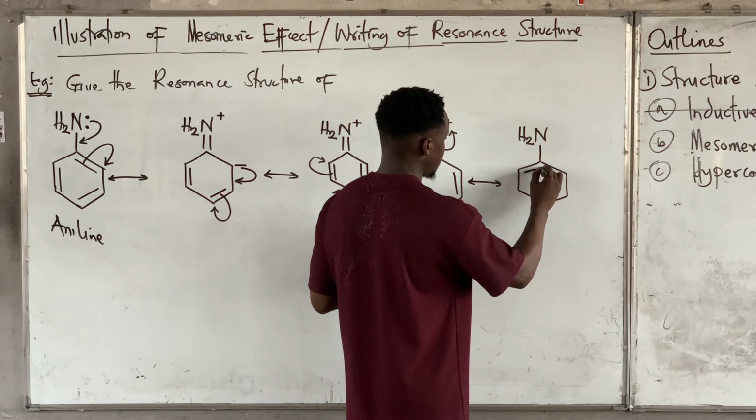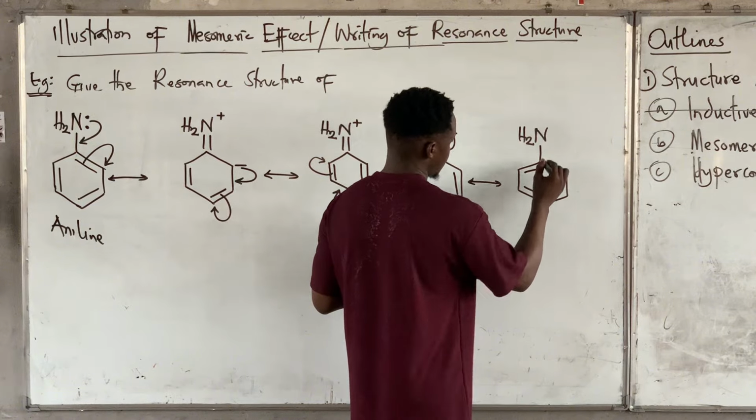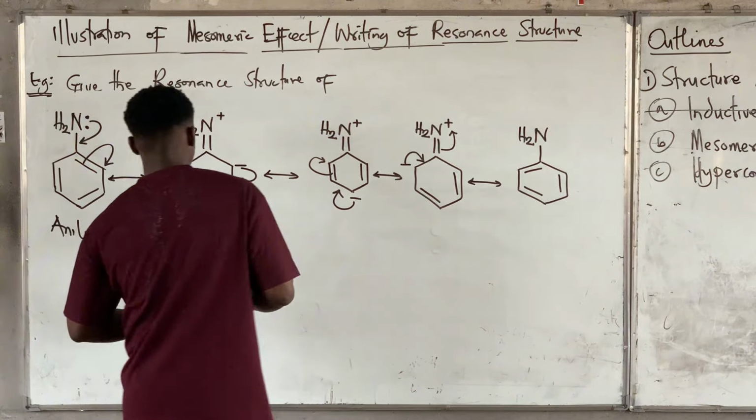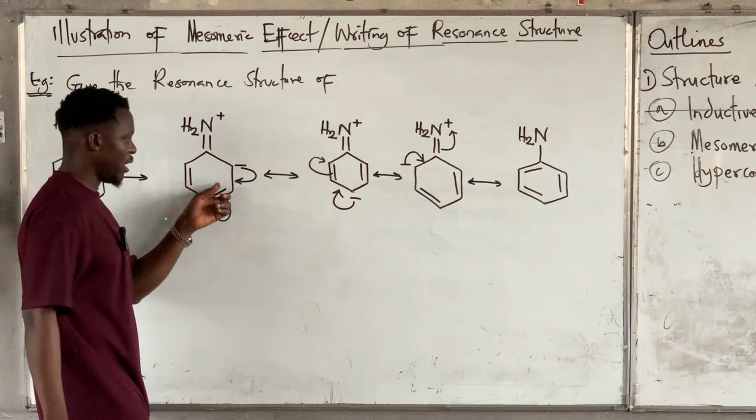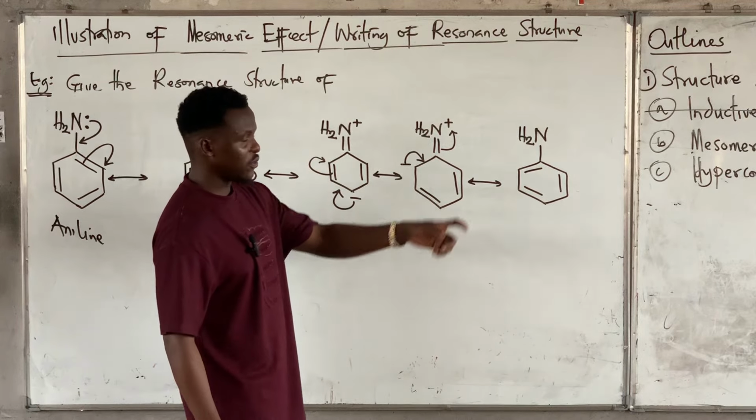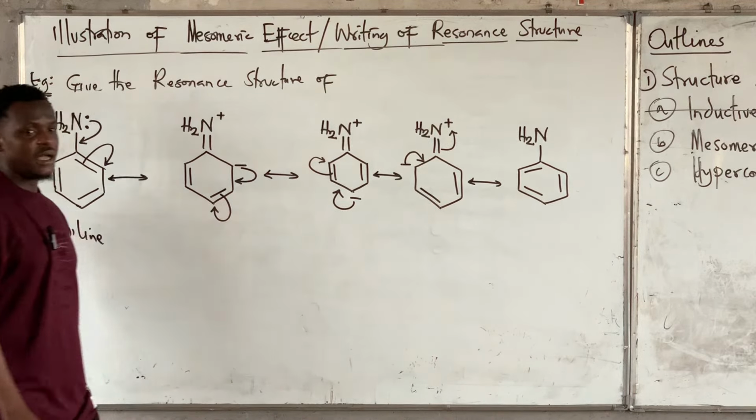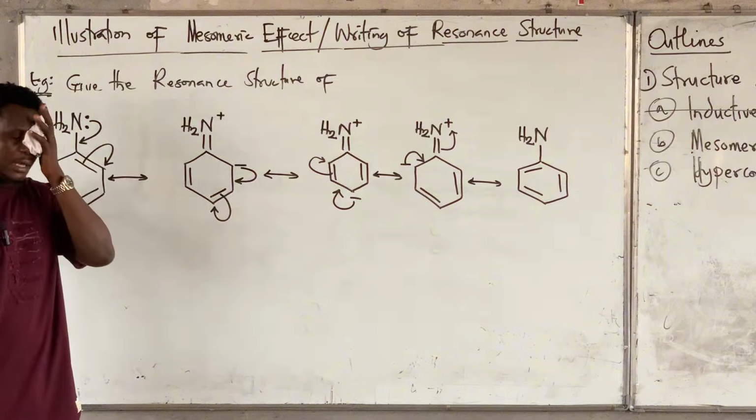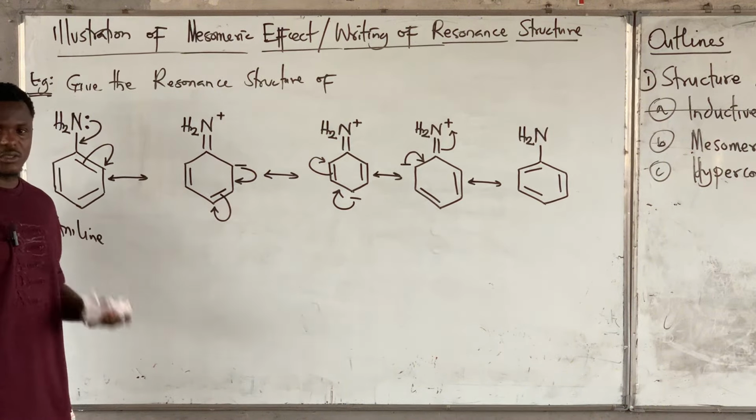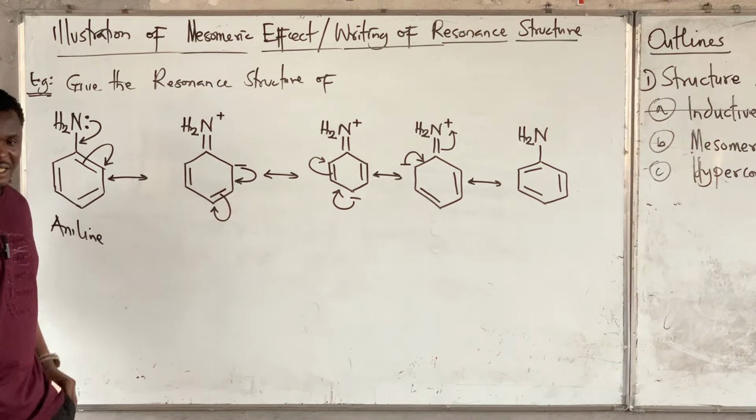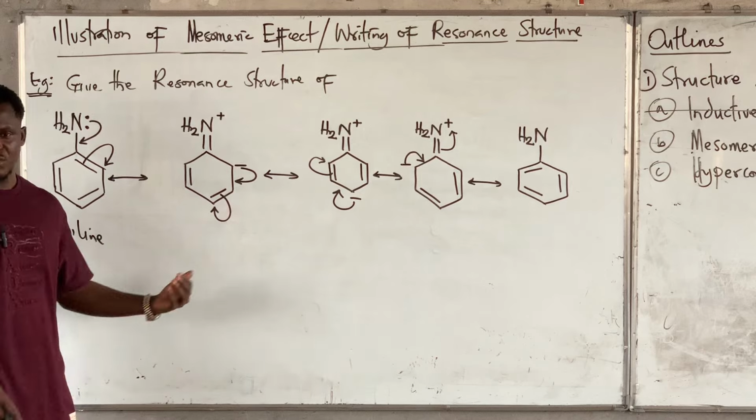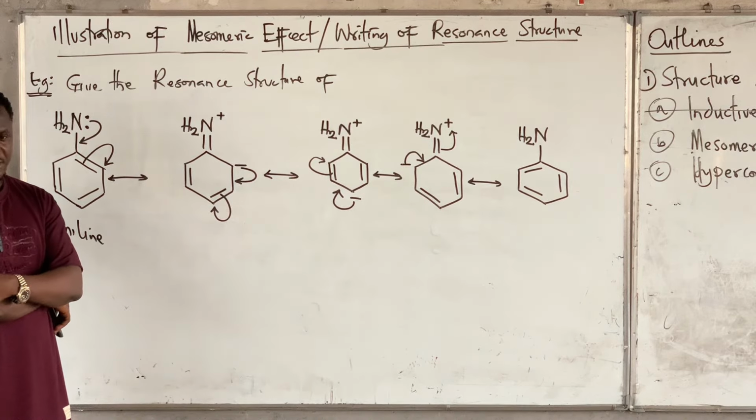All right, so this guy has 4 resonance structures: 1, 2, 3, 4. Most times you may be asked how many resonance structures a compound has. It's not something you can just look at and tell the answer. You have to write it out first, like we just did here, and after which you tell the answer.